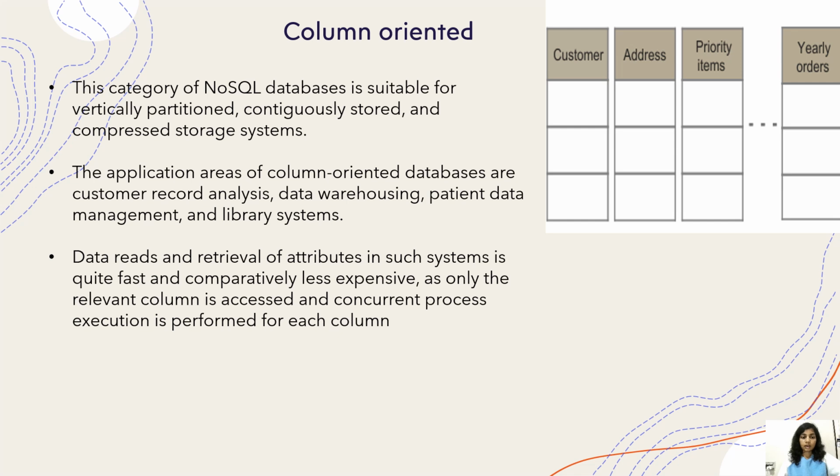The data reads and retrieval of the attributes in such a system is quite fast and comparatively less expensive, as only the relevant column will be accessed and concurrent process execution is performed for each column. So there is no extra waste of time, and extra expense is not considered here, as only a particular column is being accessed at a time. Only the required column can be accessed using this column oriented database.